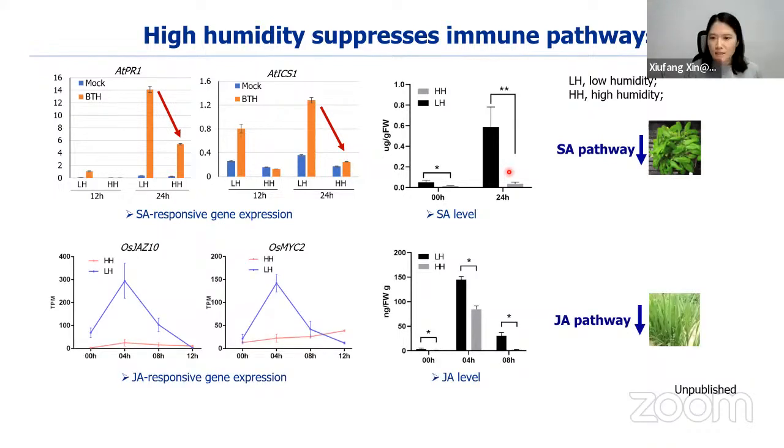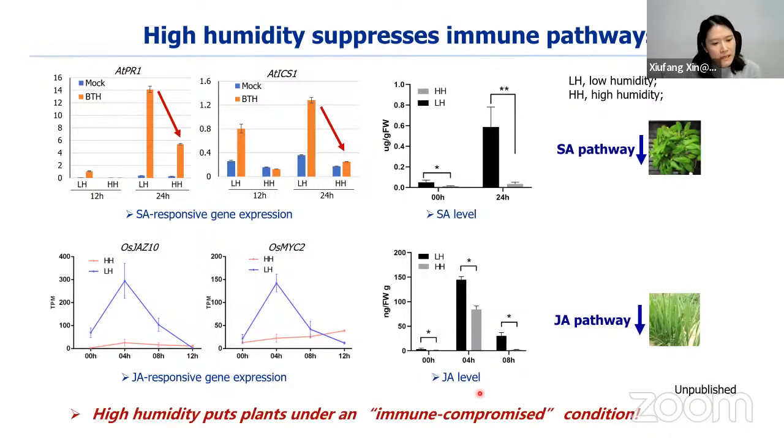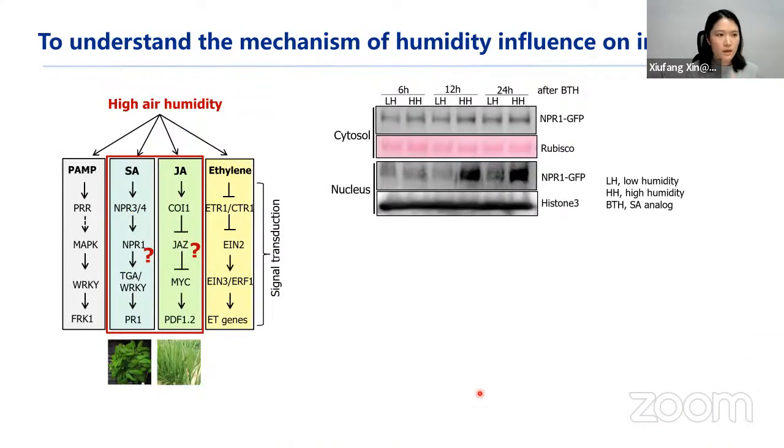Interestingly, in cultivated rice, we found the salicylic acid level is not obviously affected. However, another very important defense pathway in rice, the jasmonic acid pathway, is significantly inhibited under high humidity, as shown here, and also the JA level. So this tells us that high air humidity actually puts plants under an immune compromised status, which can make plants vulnerable to pathogen infection. We are currently working on the molecular mechanism and trying to identify the components that are directly affected by high humidity in these pathways and in these different plant species.